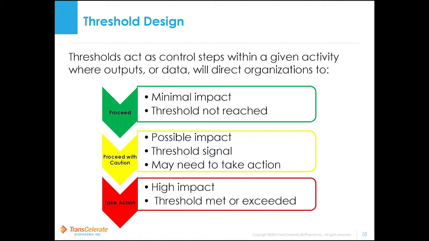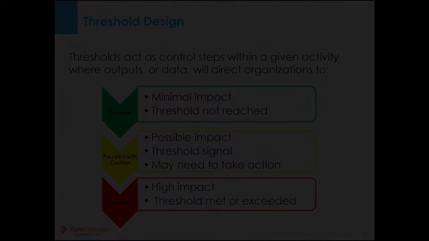Proceed if there's minimal impact from an issue. The threshold or tolerance level has not been reached. Proceed at risk if the tolerance limit is being approached. For areas of concern, an early warning tolerance limit can be used as the first threshold. This can signal that there is no impact at the moment, but this is an area to watch. Take action if the threshold is reached or exceeded. The impact could be high.